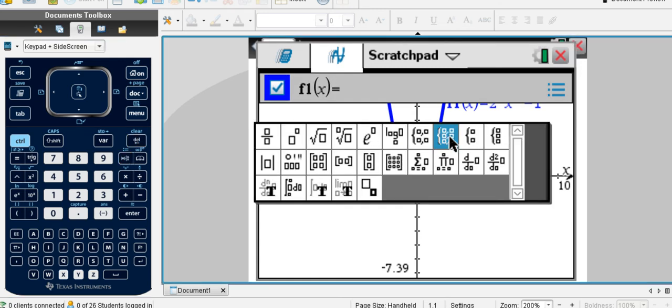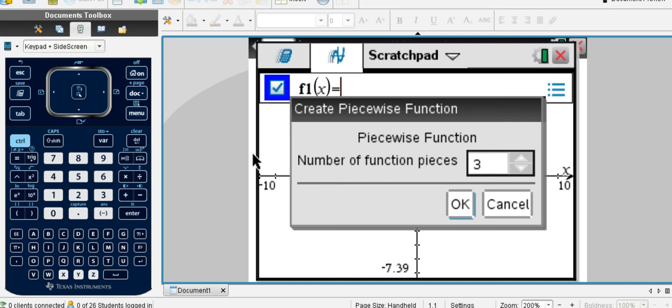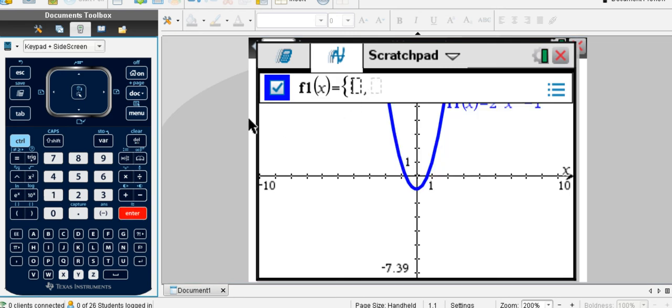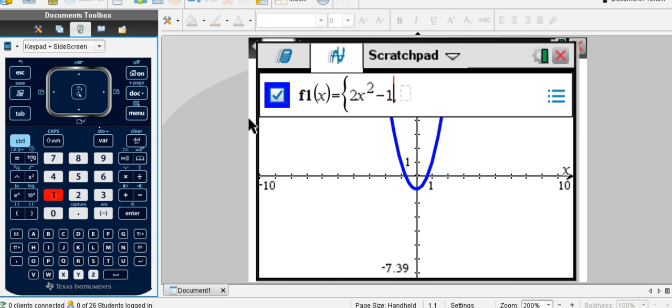If you choose that 3 by 2 box, you tell it how many equations. Well, there's only one equation with its domain. So the equation was 2x squared minus 1. The domain was, remember how we can't use this type of format, you see, because it automatically puts that bracket, so we have to change it.